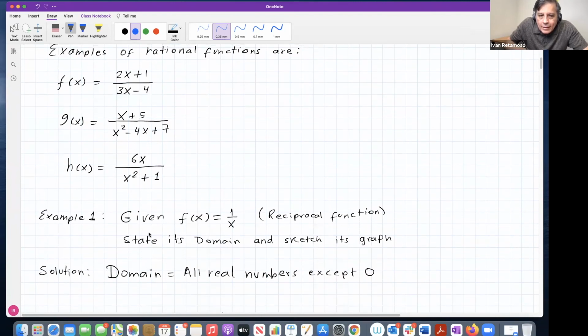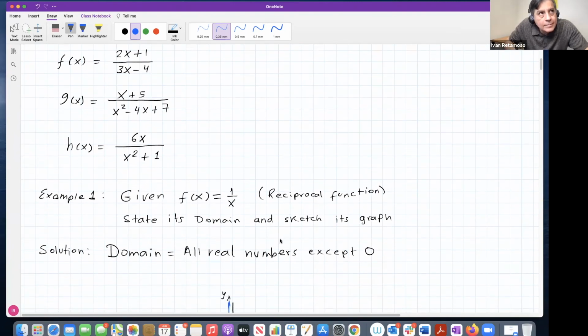You will see. Example 1, given this function f of x equal 1 over x. This is called the reciprocal function, right? We studied this in our, it's one of our, I think, parent functions, reciprocal function 1 over x. It says to state its domain and sketch its graph, okay? First, let's state the domain. The domain is clearly going to be all real numbers except 0, because 0 is the only number that's going to give me trouble here, right? 0 into 1 is undefined, right? So domain, all real numbers except 0.